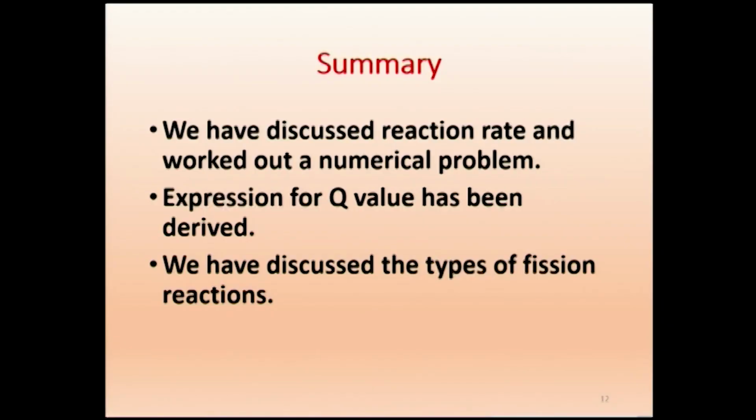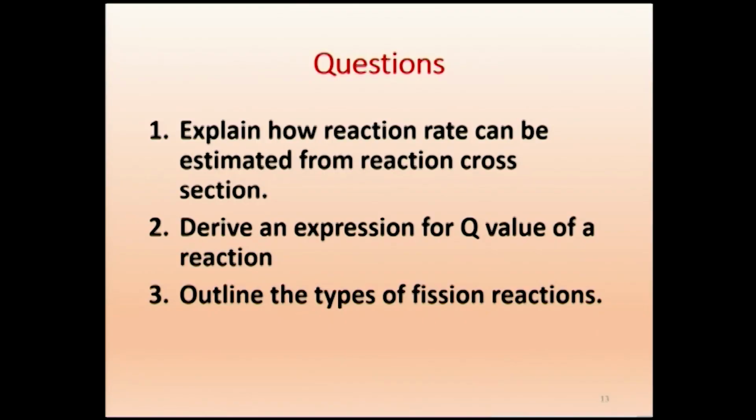So, we will just summarize. We have discussed reaction rate and worked out a numerical problem for reaction rate. The expression for Q we have derived, and we have discussed the types of fission reactions. And just a few questions for the day. Explain how reaction rate can be estimated from the reaction cross section. Derive an expression for the Q value of a reaction. Outline the types of fission reaction.